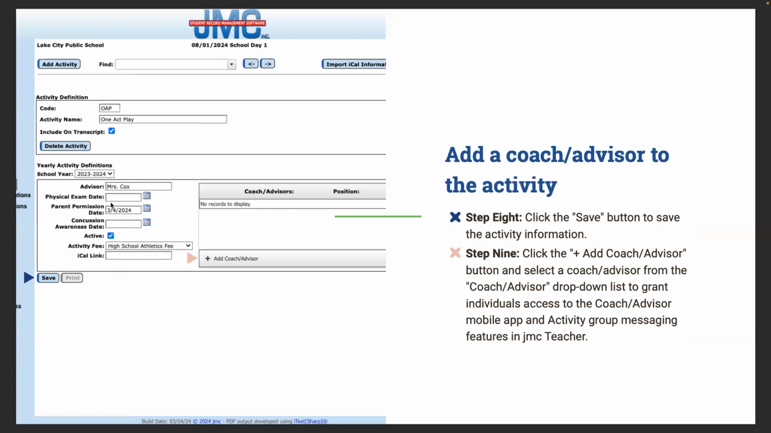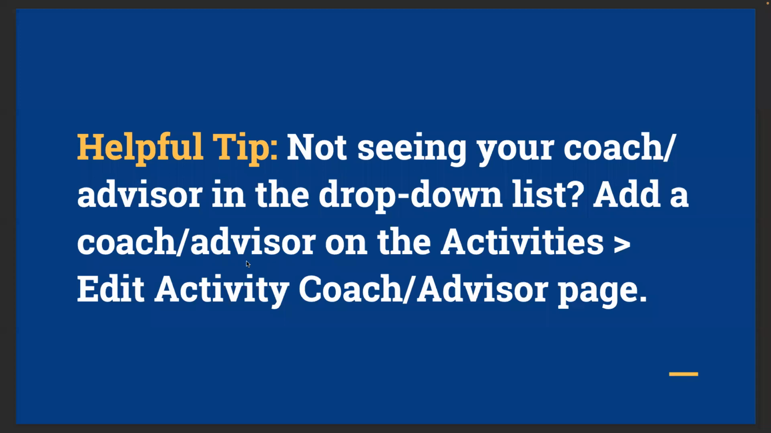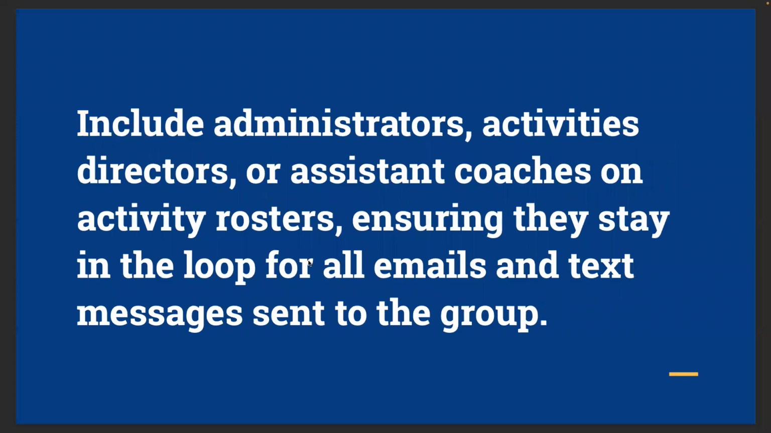Once you've saved the overall activity, that's when you start adding your coach or advisor. So you'll click the Add Coach Advisor here to associate an adult with your activity. Not seeing your coach or advisor in the drop-down list, you can go back and repeat the steps that we went through to add that coach or advisor on the Activities, Edit Activity, Coach Advisor page. You can include administrators, activities directors, or assistant coaches on the activity rosters, ensuring that they stay in the loop for all emails and text messages sent to the group.